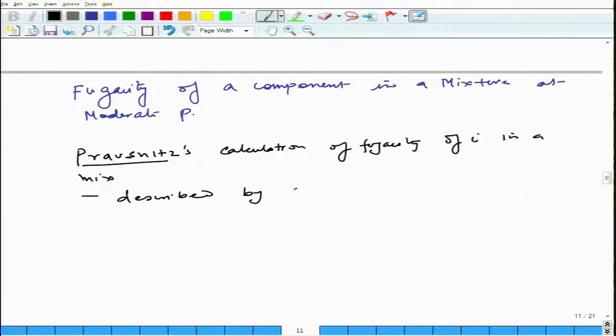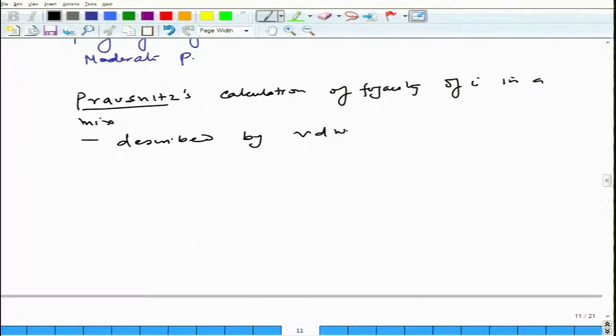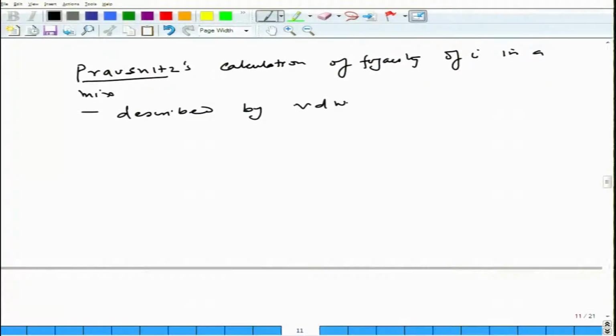Okay. So, the van der Waals equation is valid up to moderate pressure. Because the van der Waals equation has some limitations, it is not valid for all conditions. So, what does the van der Waals equation talk about? I will write it in a way which is simpler to understand.